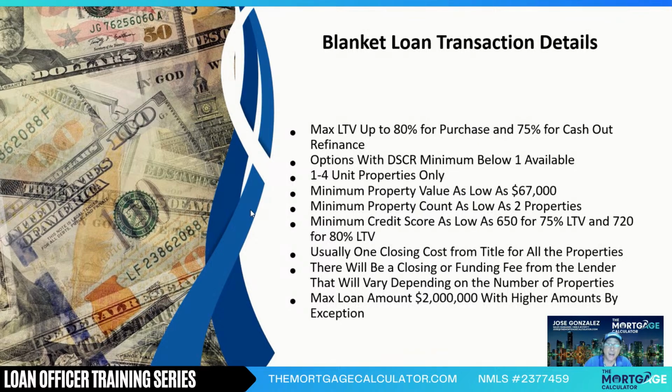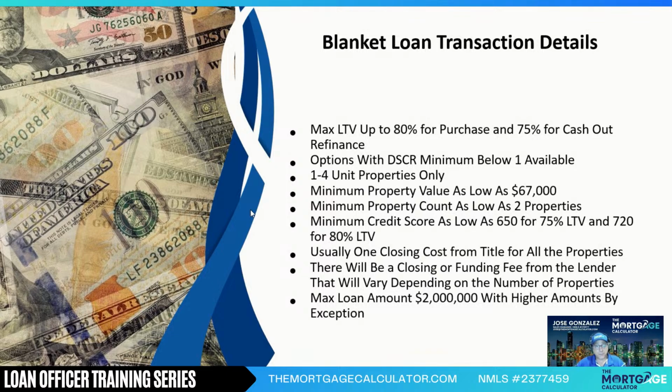So that closing or funding fee will offset some of the savings of not having 15 closing fees, but you're usually going to save. Let's say you have 10 properties in the portfolio, you may have a funding fee of like $1,200. That's still cheaper than $5,000 if you got 10 closings at an average of $500 settlement fee per closing. That's $5,000. So you still do have a savings there in that respect on the closing fees.